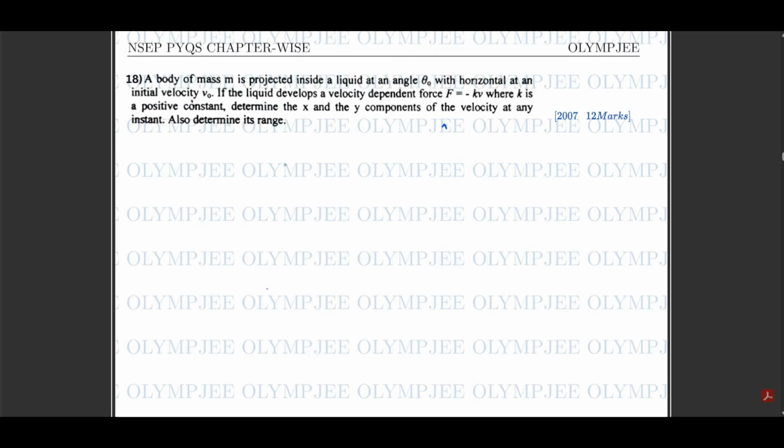So question 18 is a 12 marker from 2007, which says that a body of mass m is projected inside a liquid at an angle theta naught with the horizontal at an initial velocity v naught, something like this. If the liquid develops a velocity dependent force minus kv, where k is a positive constant, determine the x and y component of velocity at any instant and also find the range. First we'll break the velocity into x and y components.